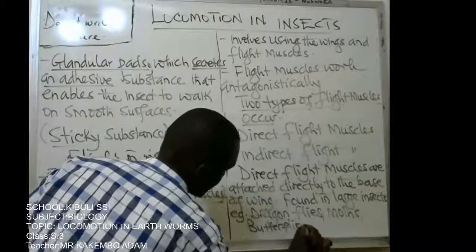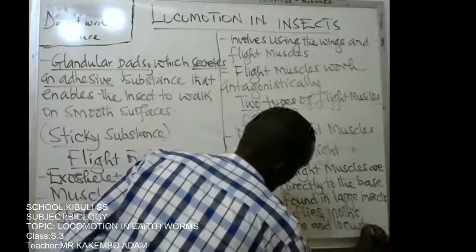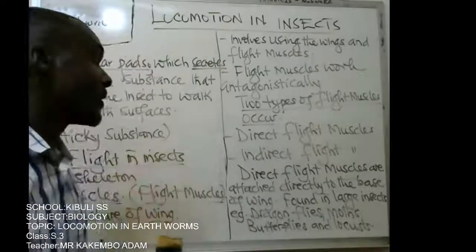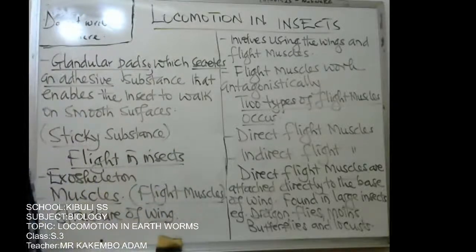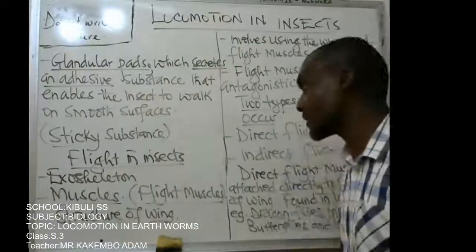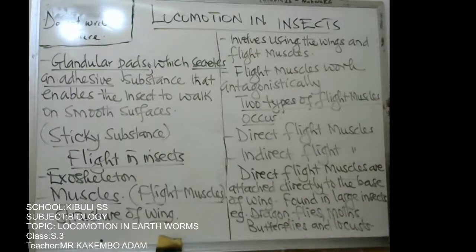The butterflies and locusts have well-developed direct flight muscles. Which muscles, we have said? They are attached directly to the base of the wing. Direct flight muscles are muscles attached directly to the base of the wing, and they are found in large insects. We have cited examples of the dragonflies, moth, butterfly, and the locusts.